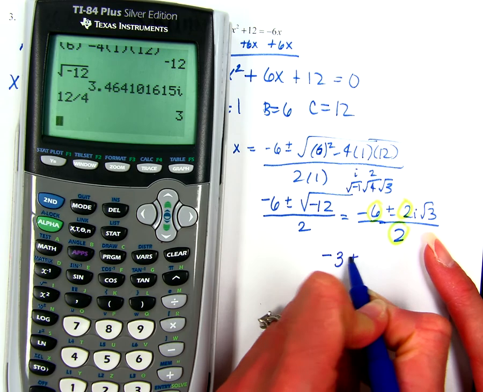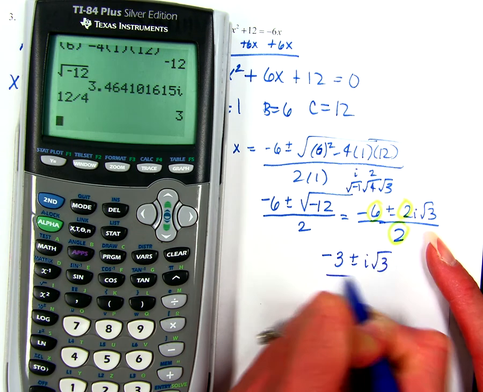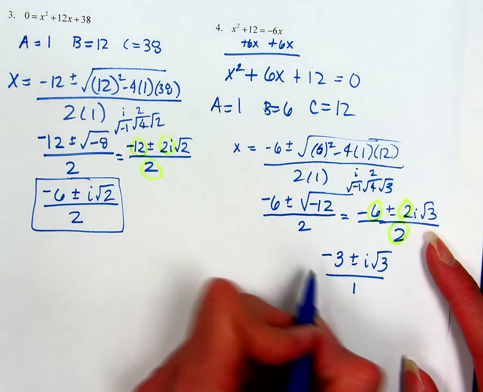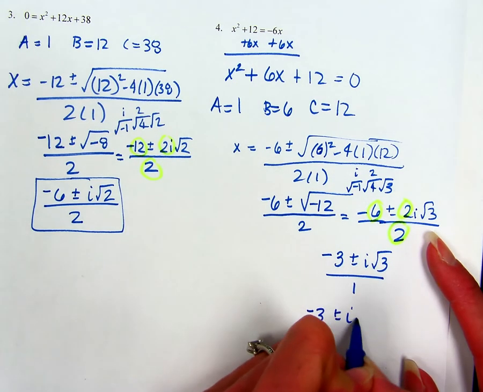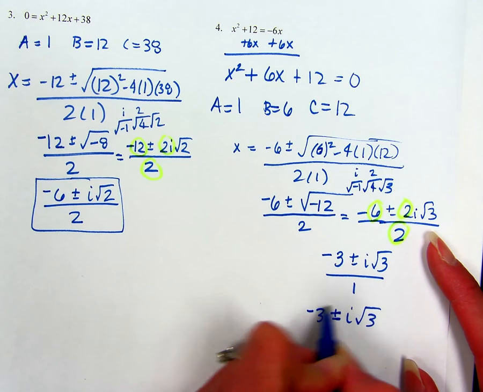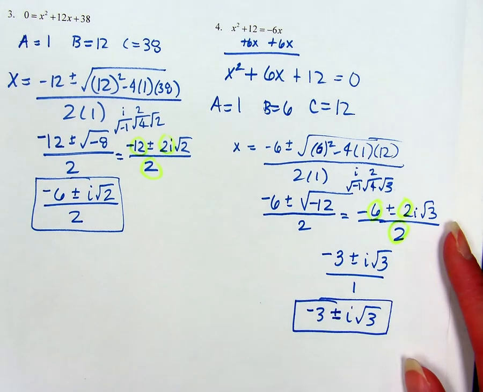So it's negative 3 plus or minus i root 3 over 1. But we don't really need to say that, so negative 3 plus or minus i root 3. You don't have to say over 1. And then we're all done.